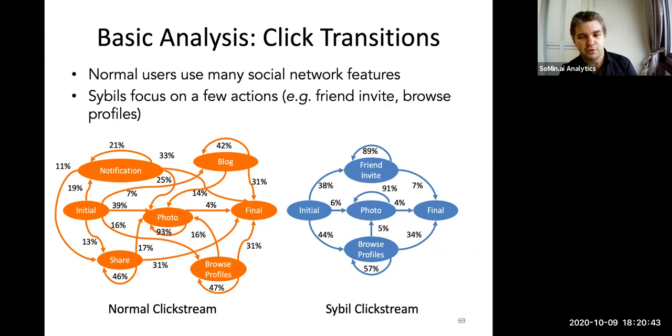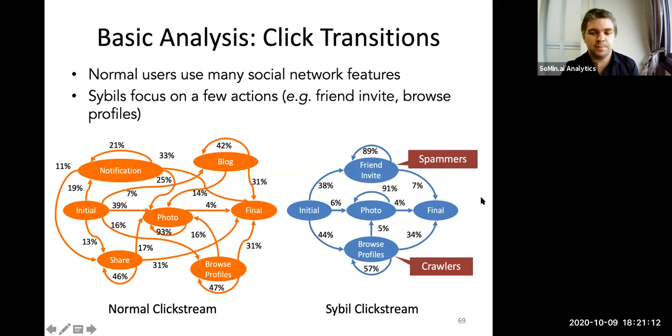You can take more photos. You can go and see notifications, and you go to the end. You can post a blog, and can post another blog. From the initial stage, you can go to posting a feature. But you can see that for the Sybil, the clickstream is very, very regular, very nice looking, and that basically shows that this is some bot doing the things.